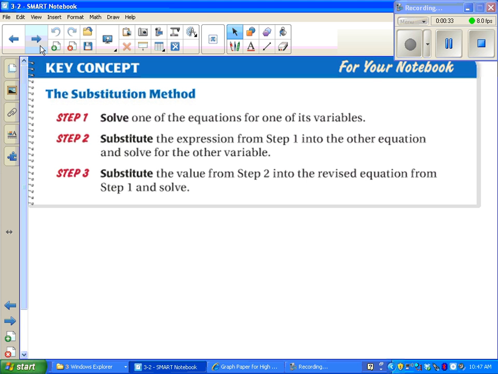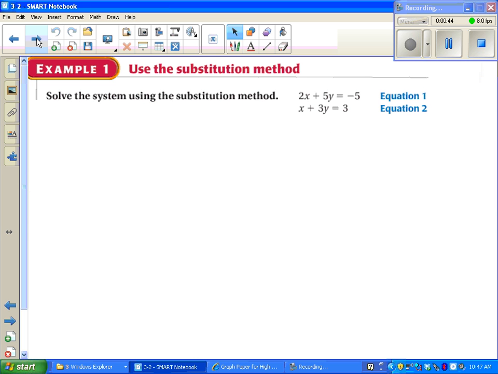That might sound a little confusing right now. You'll see in the first example what I mean. Once we know the first variable, we can go back and substitute again to figure out our remaining variable. So let's take a look. Look at this yourself and try to decide which letter would be easiest to get by itself. It could be any of the x's or any of the y's.